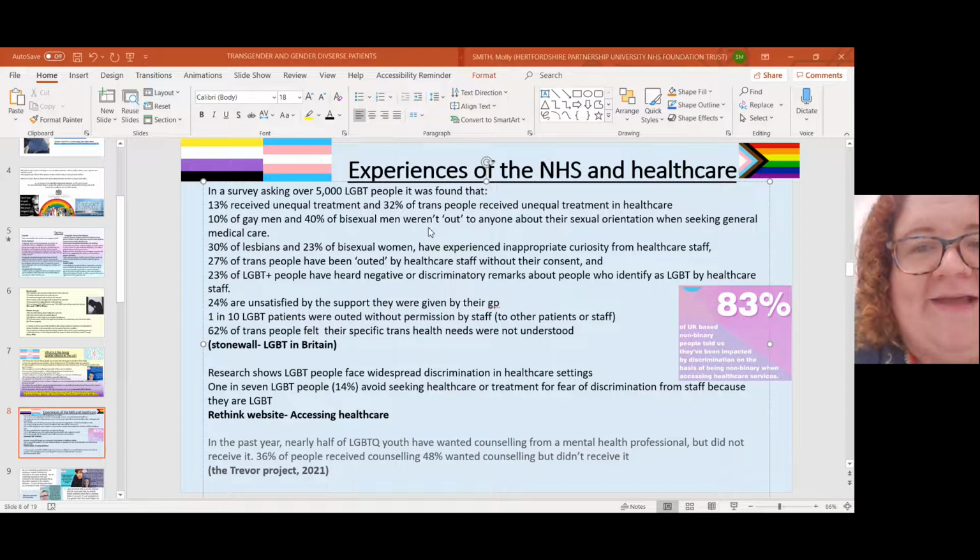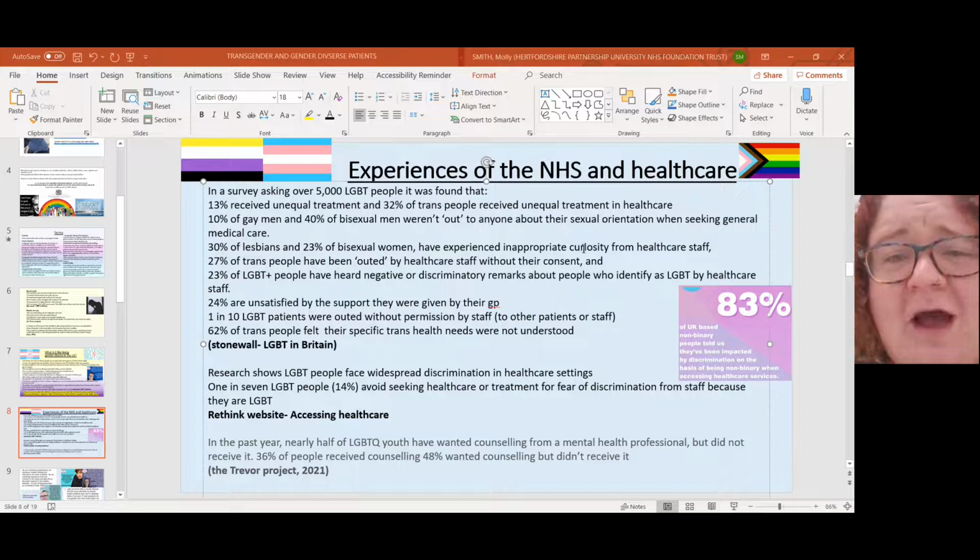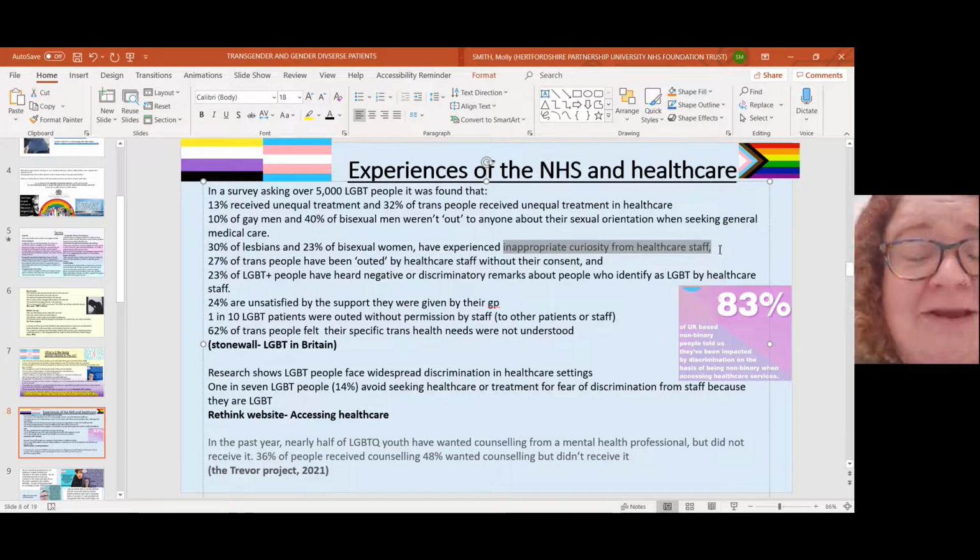Now, it doesn't state what that is, but I'm sure a lot of people are fed up with those questions like, how do you have sex and things like that. Nobody wants to discuss their sex life. If you wouldn't ask a straight person that, you shouldn't ask a gay person that either. It's inappropriate. And also, unless it's relevant to the healthcare treatment you are having, NHS staff should not be asking you that. It may be relevant if you're in a sexual health clinic, for example, but it may not be relevant if you're in a mental health service. That's a high amount of people that have experienced inappropriate questions.